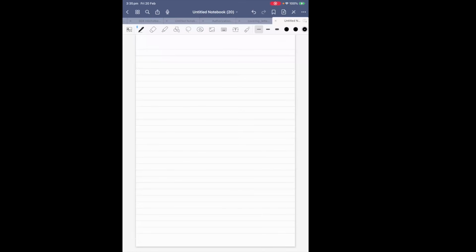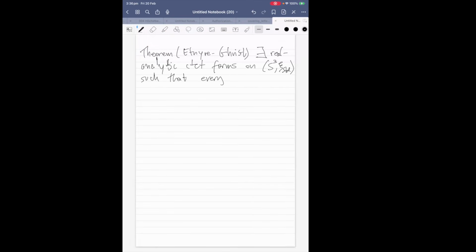On the other hand, there is a theorem by Edtmair and Grist stating that there exists real analytic contact forms on the standard S3 such that every transverse link is simultaneously realized as periodic Hopf orbits. When I say transverse, I mean transverse to the contact structure.